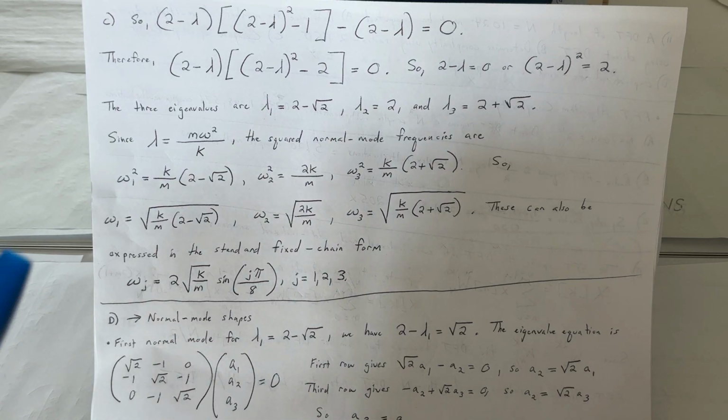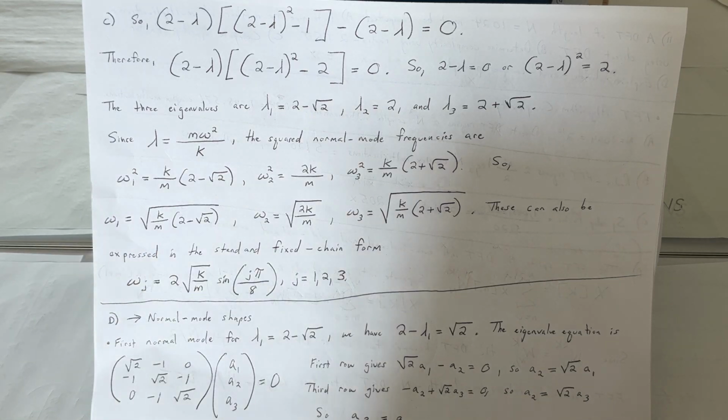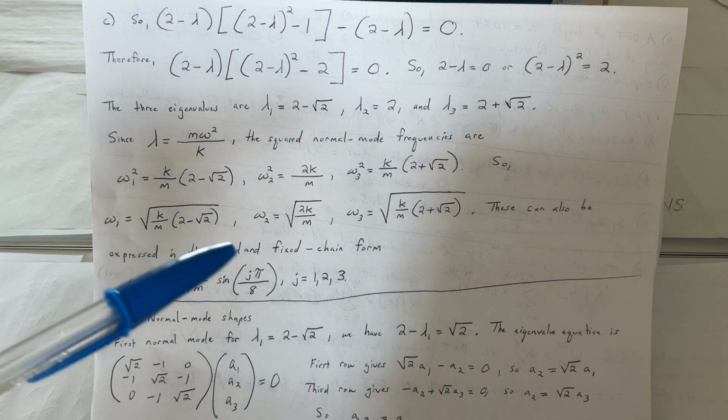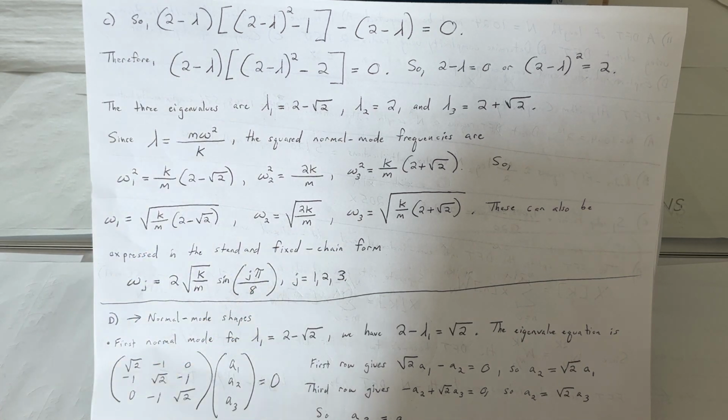So taking the positive square root of these respectively, we get omega sub 1 equals square root of k over m times quantity 2 minus square root of 2. Omega sub 2 equals square root of 2k over m. Omega sub 3 equals positive square root of k over m times the quantity 2 plus square root of 2. So these can also be expressed in the standard fixed chain form: omega sub j equals 2 times square root of k over m times sine of j pi over 8, where j equals 1, 2, and 3. Okay, so that's part C.